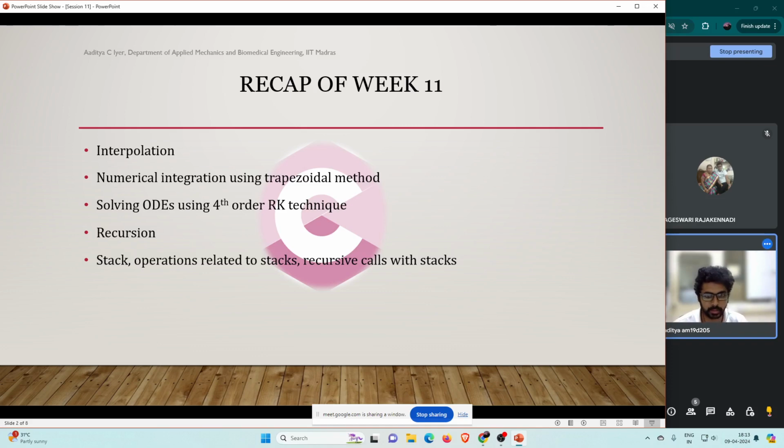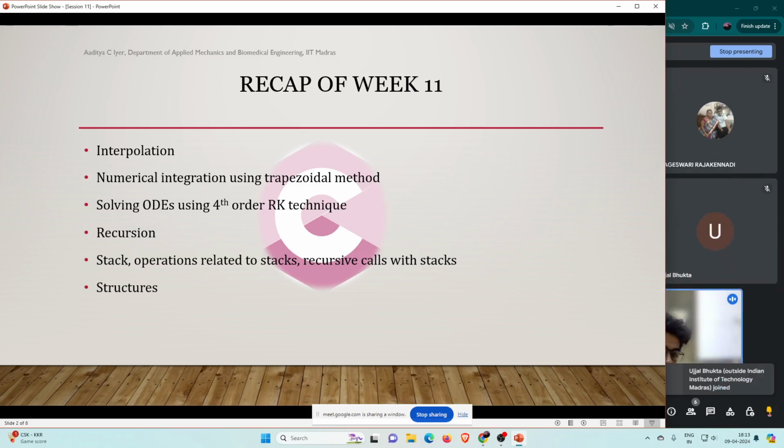Then the basics of structures are given. Structures are what we use for combining multiple data types into one single data type. Proper syntax will be covered in the next week. If you have watched it, it's great. I think in this week only how to define a structure was covered.